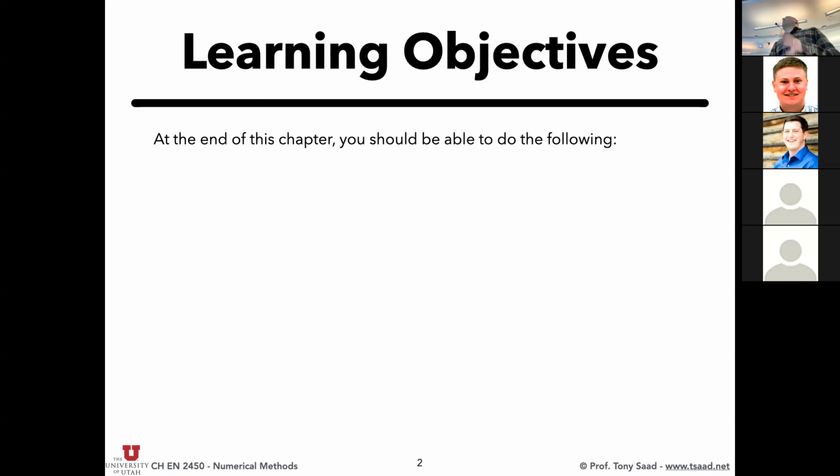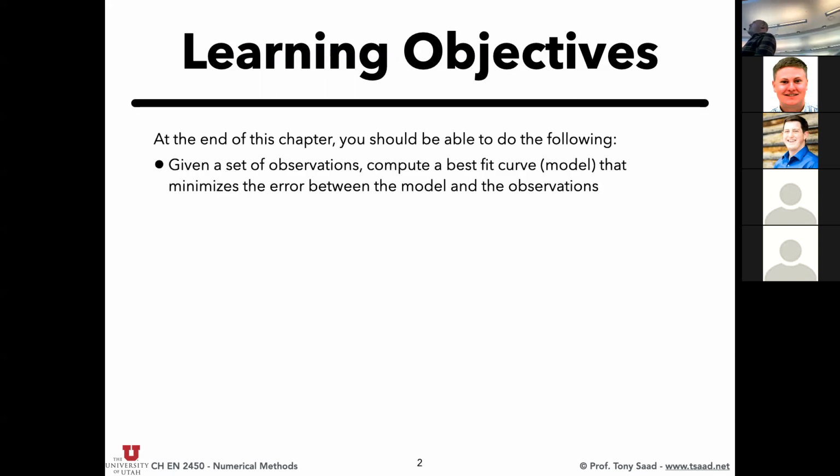With the boring learning objectives, and then we'll get into the regression stuff. All right. So at the end of this chapter, you should be able to do the following. Given a set of observations, compute a best fit curve or a model that minimizes the error between the model and the observation. So when we were doing interpolation, I was asked numerous times, what if you put the curve in between the points? Okay, that's regression.